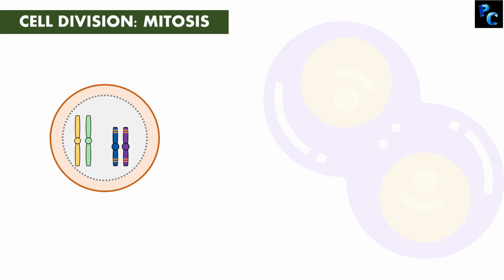So now let's see the process of cell division. First, we will look at mitosis. We have the mother cell or the parent cell. Let's say 2 pairs of chromosomes are present. That is, 2n is equal to 4. Now the cell will grow and replicate.